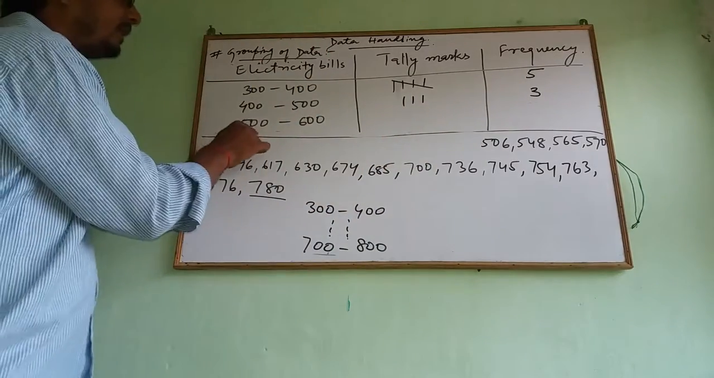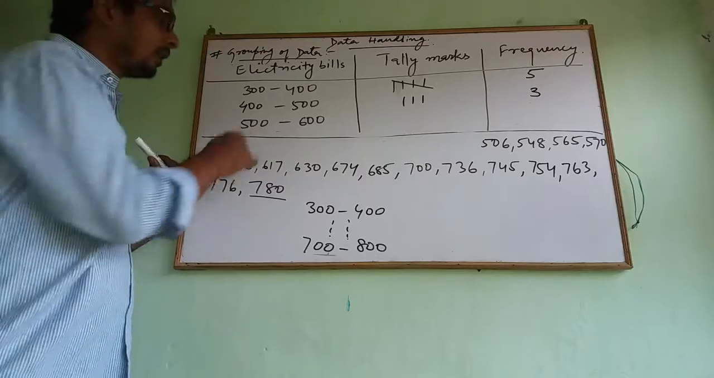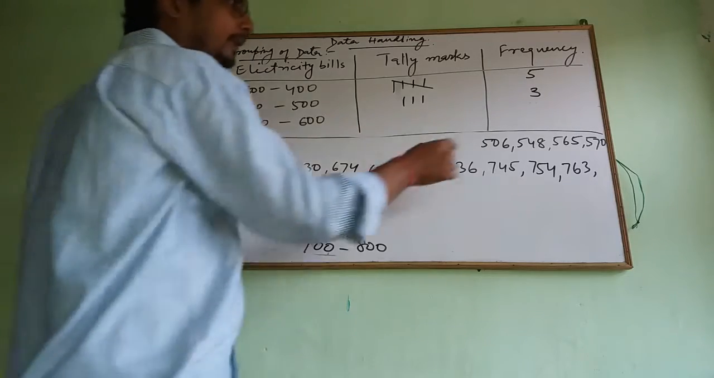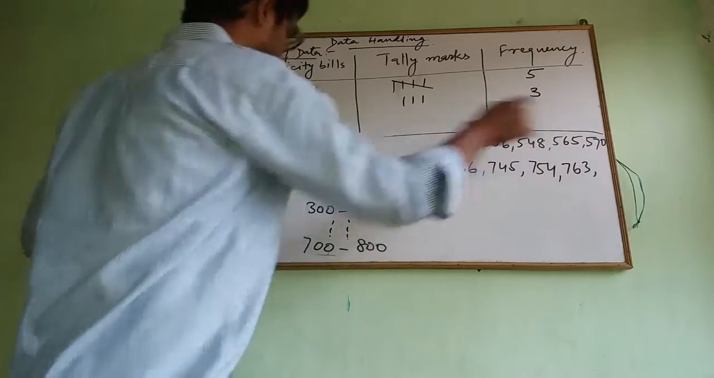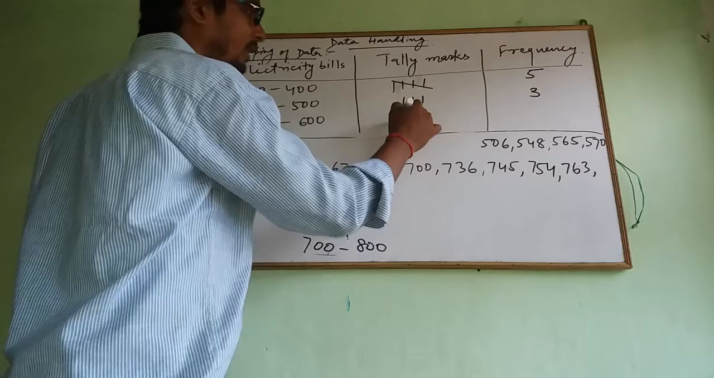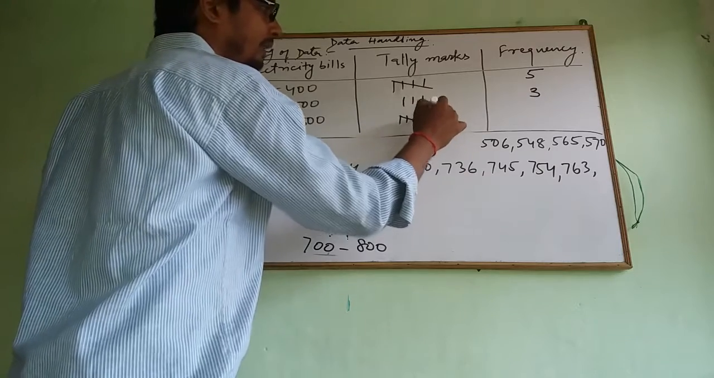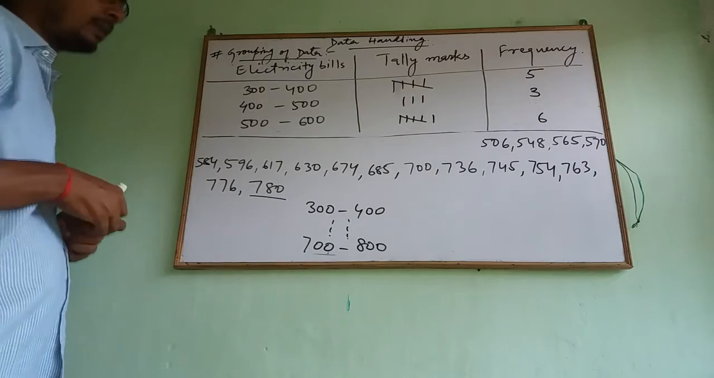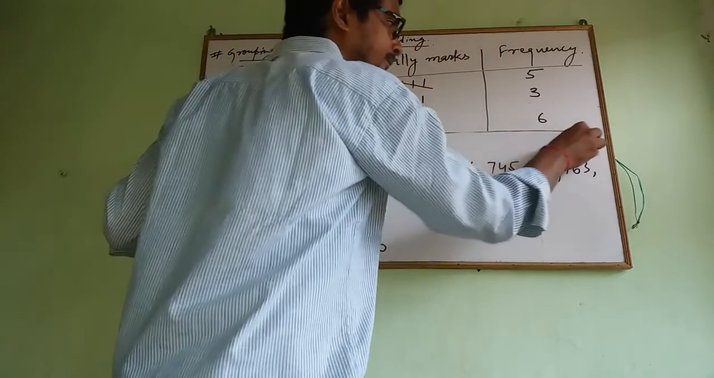Now in between 500 to 599, how many data are there? It is 1, 2, 3, 4, 5, 6. So I will write it here, 6. I will erase this.